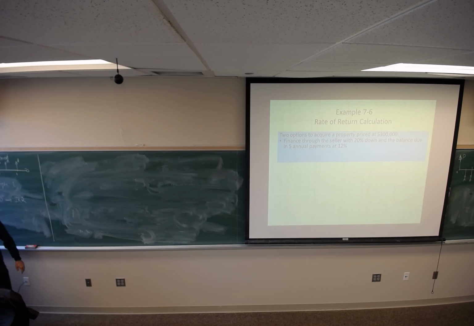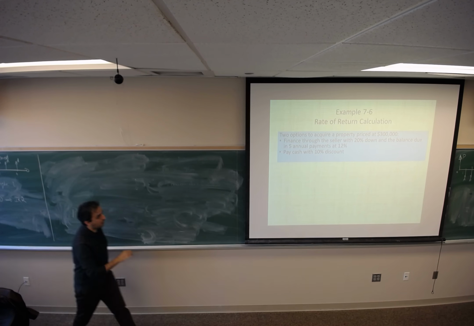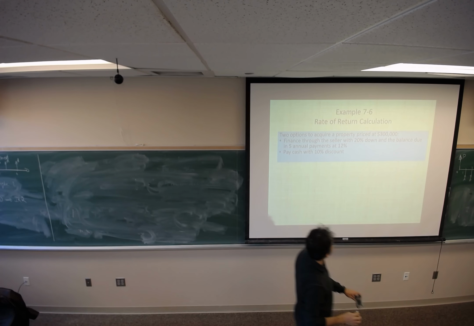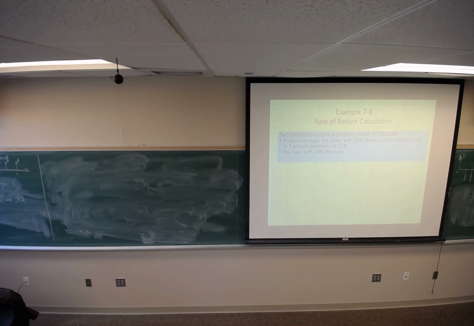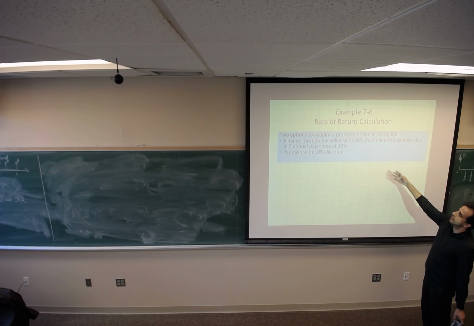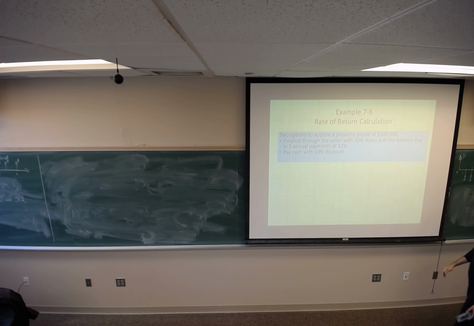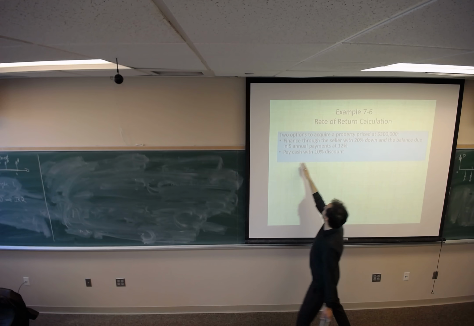So, you want to buy a property. The price is 300K. You have 2 options to pay for that. Either pay 20% down payment and the balance should be paid in 5 annual payments at the rate of 12%, or pay cash with a 10% discount.